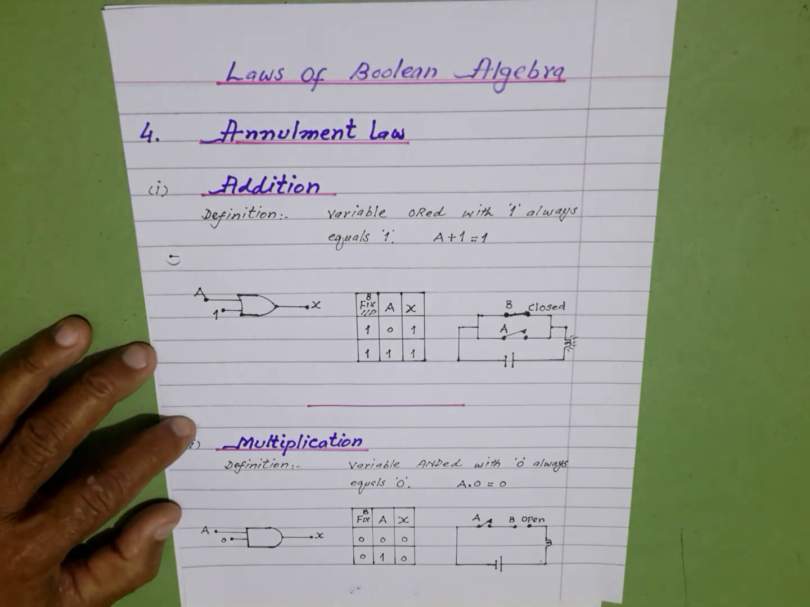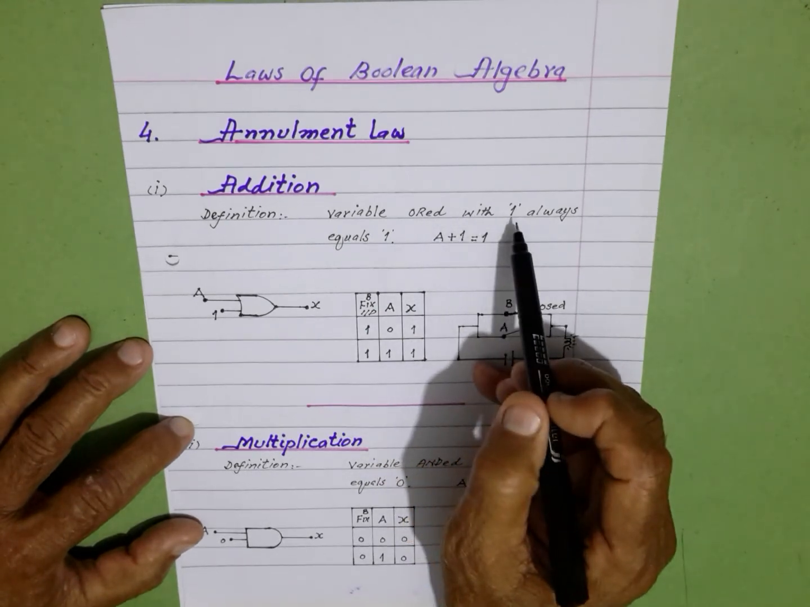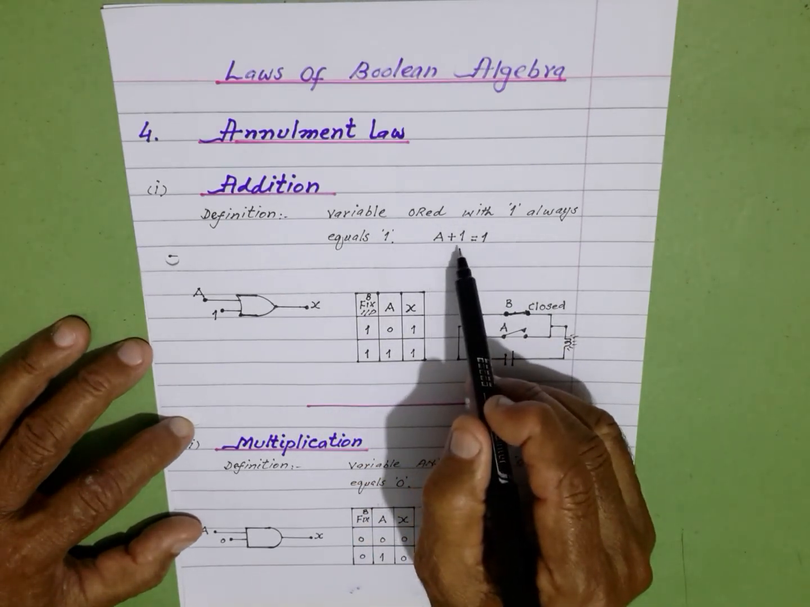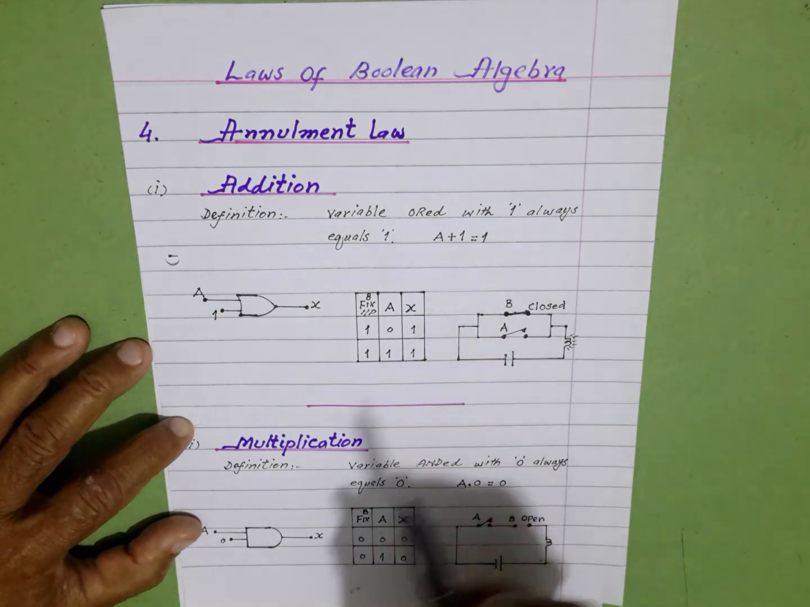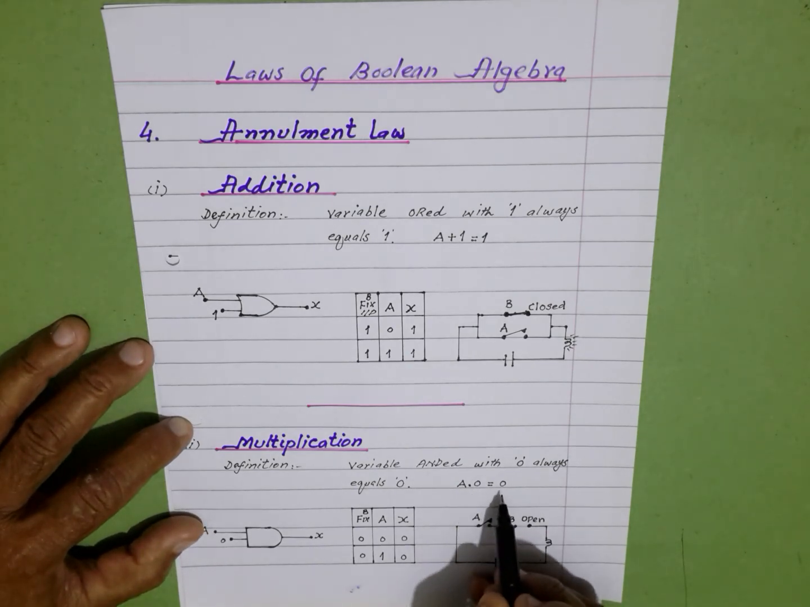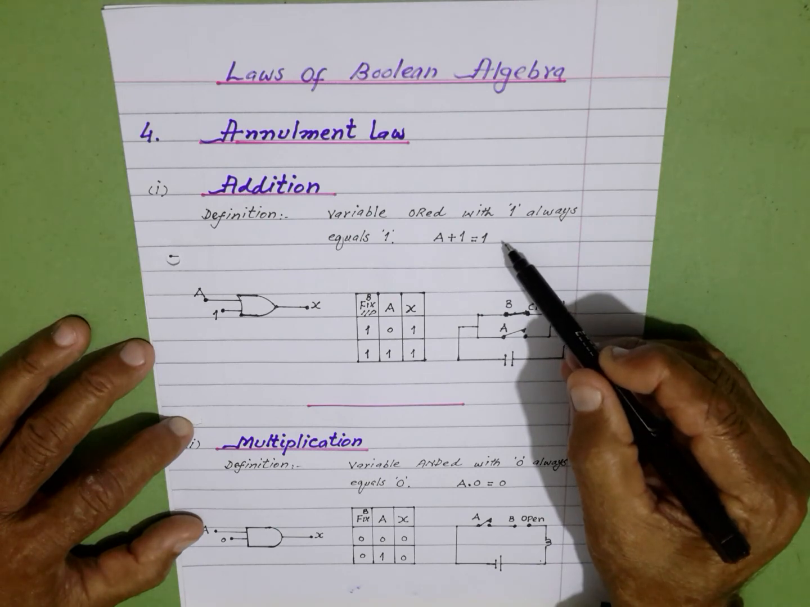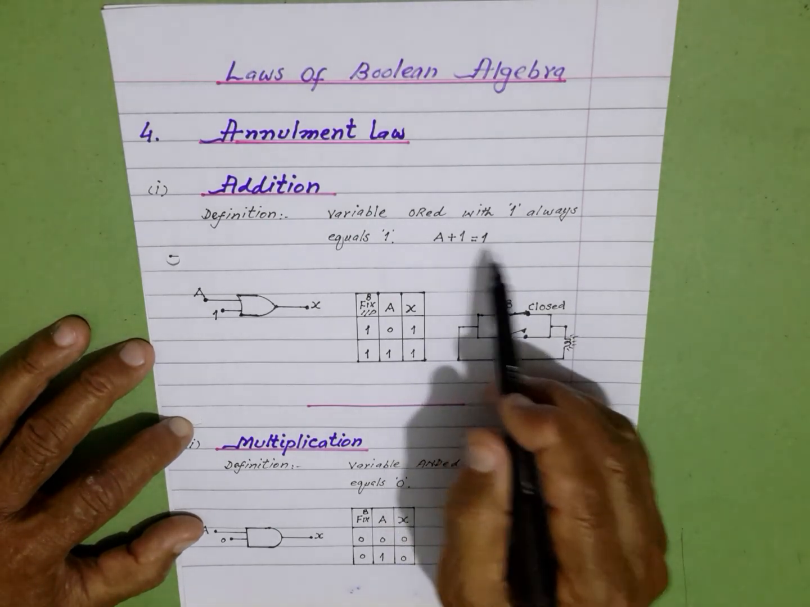Finally, going to the conclusion, addition: variable ORed with 1 always equals 1. This you have to remember. A OR 1 equals 1. Multiplication, A ANDed 0 equals 0. This is the annulment law of addition. This is the annulment law of multiplication. This you have to remember.